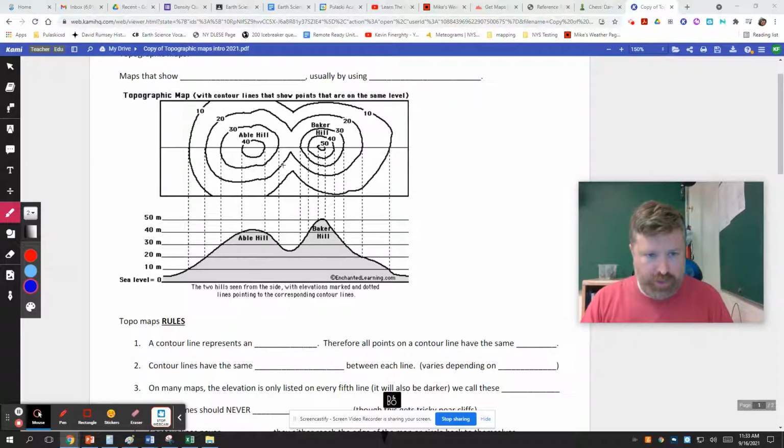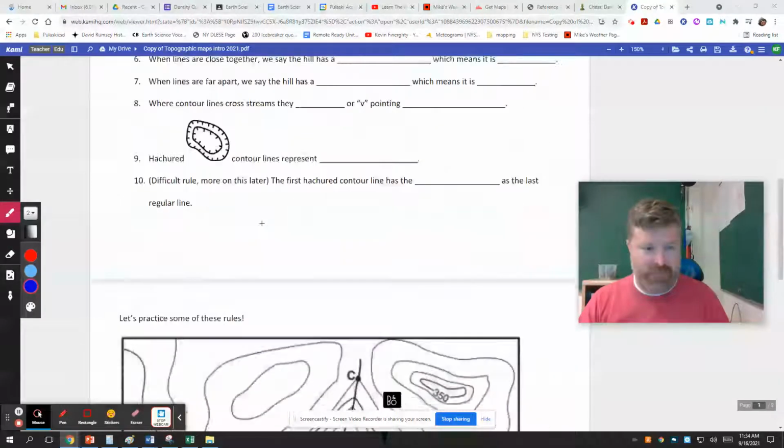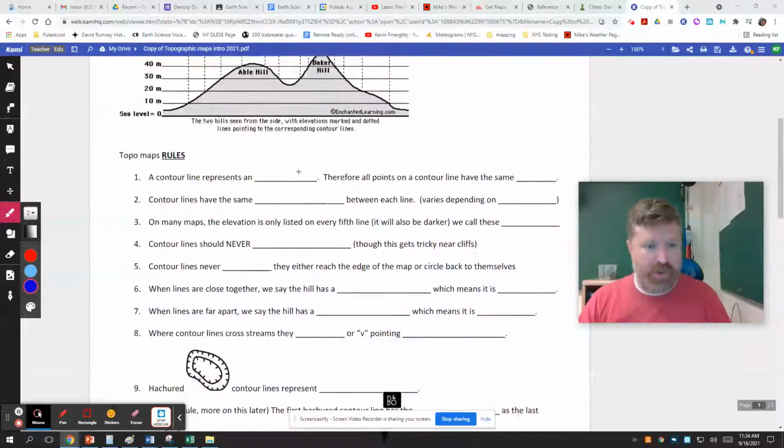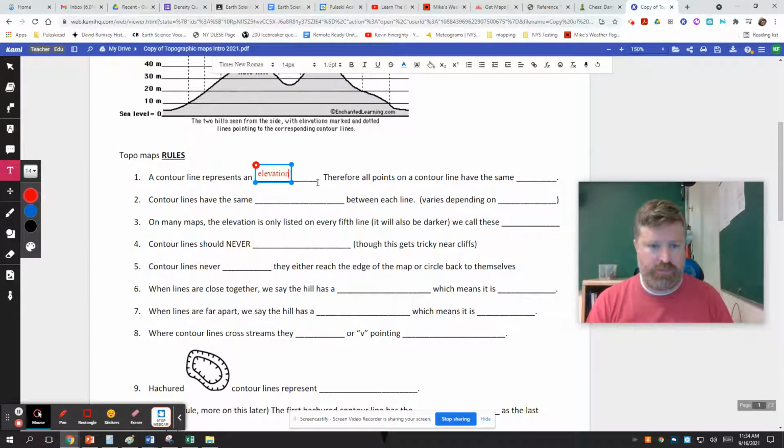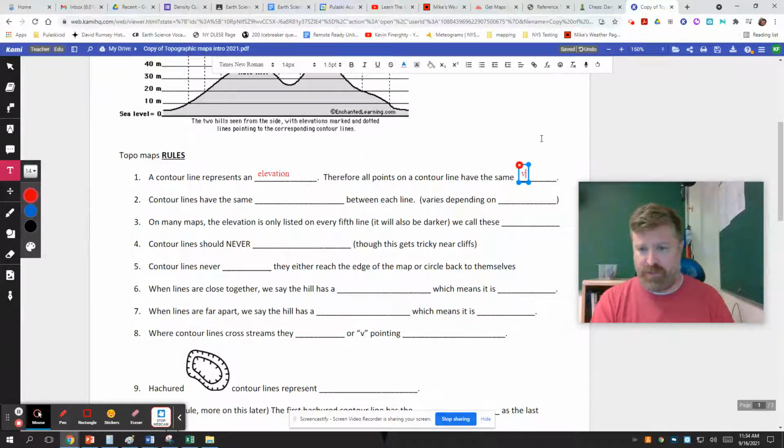Okay. So, a cool little infographic here of how this works. If you've got a three-dimensional hill, of course, this is what it would look like on a topographic map. Again, restating what we're doing here, trying to represent Earth's three-dimensional surface on a two-dimensional map. All right. So here are the basic rules, and then you're going to practice them down here on this sheet. A contour line represents an elevation. Therefore, all points in a contour line have the same value.